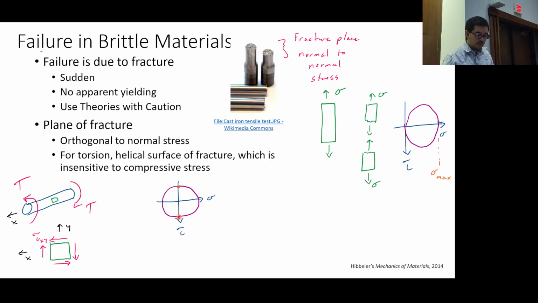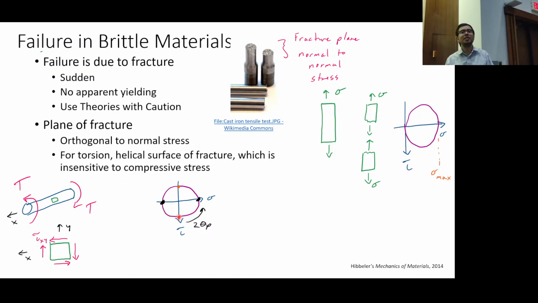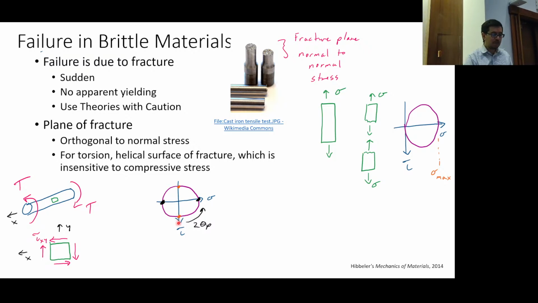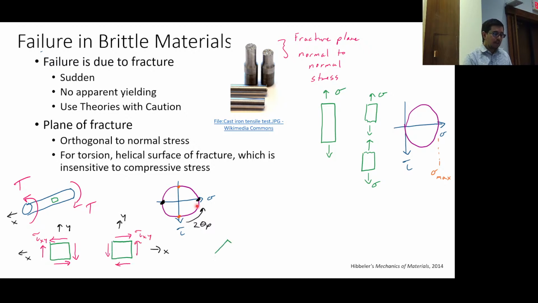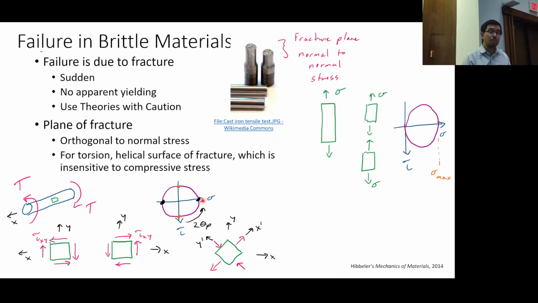Now, how does this material fail? It fails not because of the maximum shear stress. It fails because of the maximum normal stress. Okay? So if I were to draw another element, like this, which is now a 90-degree rotation on the Mohr circle, but a 45-degree rotation of the actual material element, what would the state of stress look like?